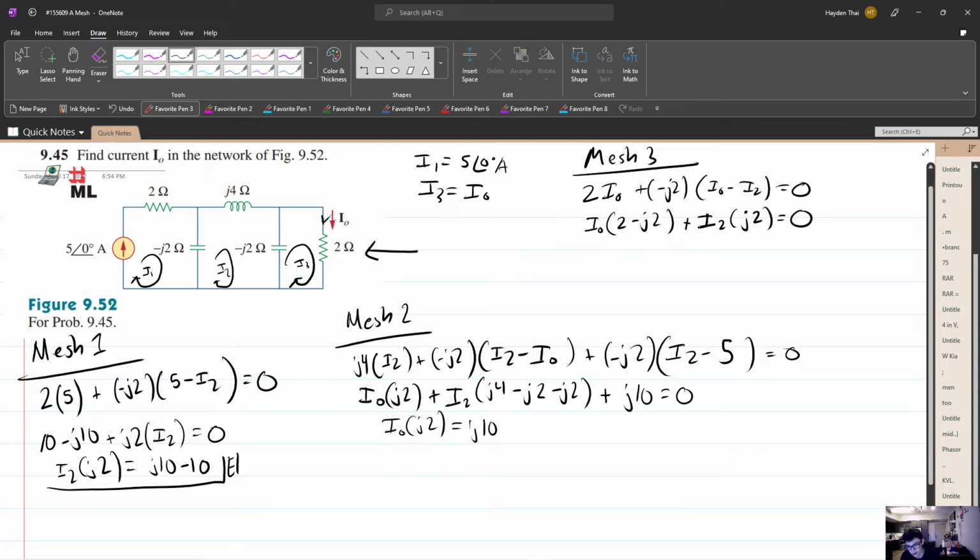Because I naught goes down this way, I made all of mine clockwise, just because whenever I solve for I3, then I know that since I made it the same direction, I won't have to switch the sign at the end. Because if I had made it going the other way, that actually goes the opposite way of I naught. So at the end, whenever I'd solve for I3, I would have to multiply it by -1 or switch the sign. Kind of important.